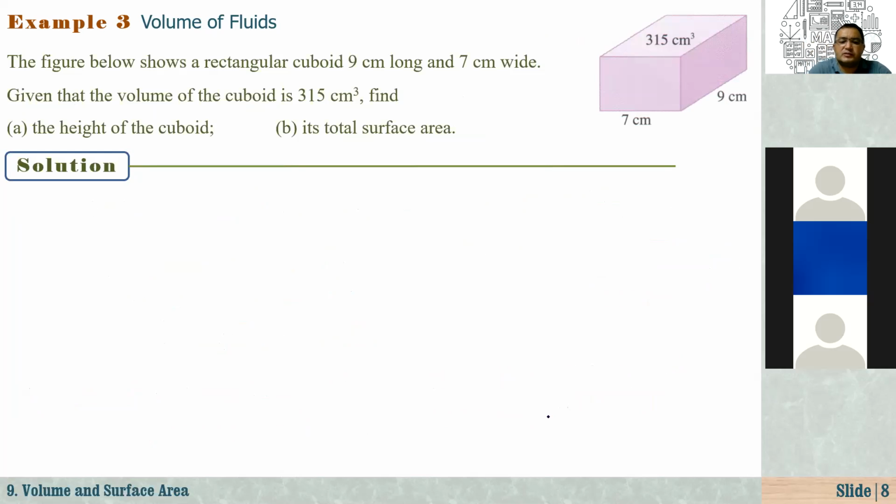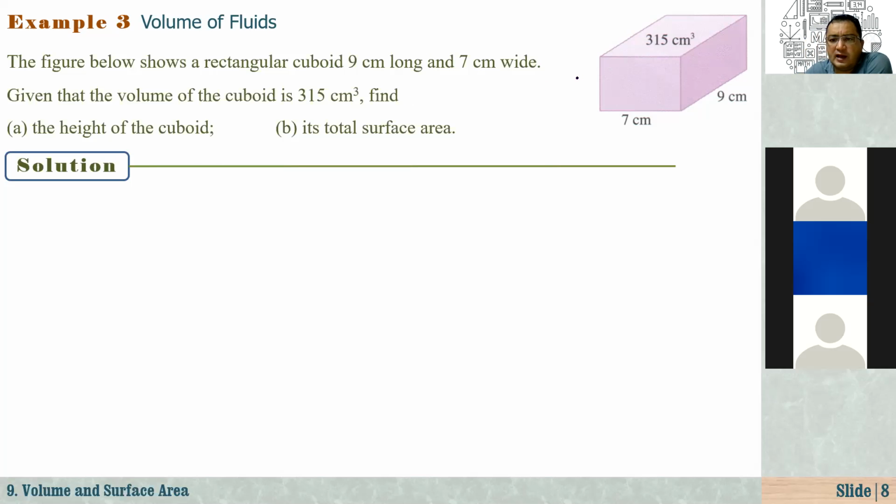All right, let's continue. The figure here on the right shows a rectangular cuboid. A rectangular cuboid is one where all faces are rectangles, right? Cuboid, 9 centimeters long, 7 centimeters wide. Given that the volume of the cuboid is 315 cm cube, find the height of the cuboid and its total surface area. It says total surface area.